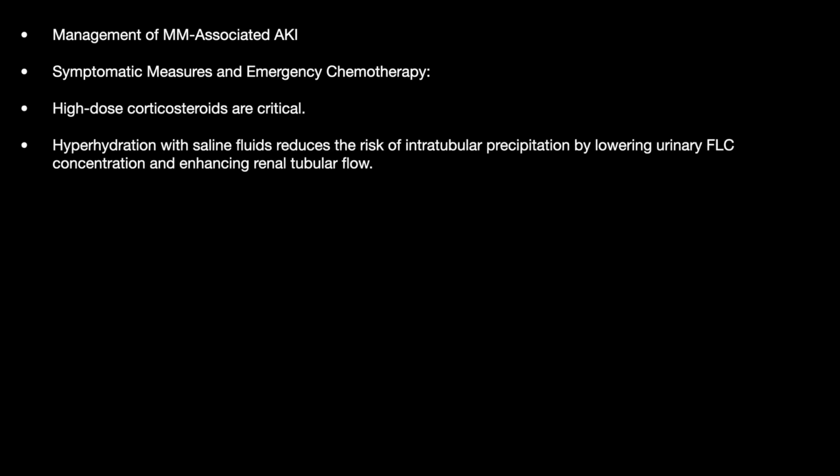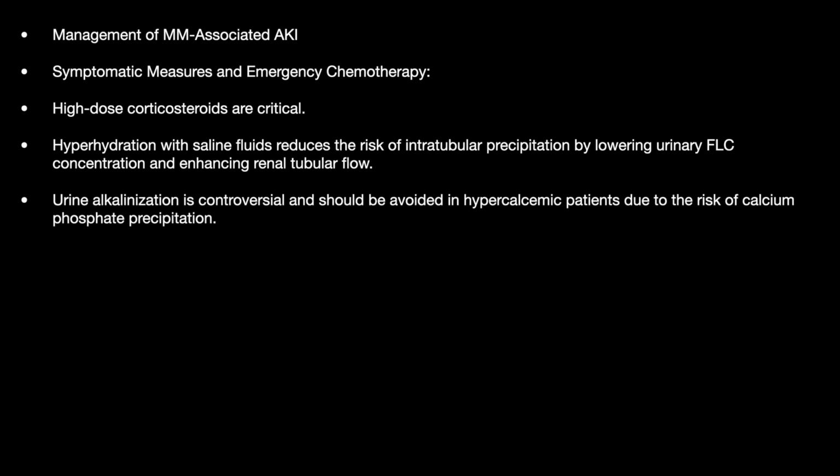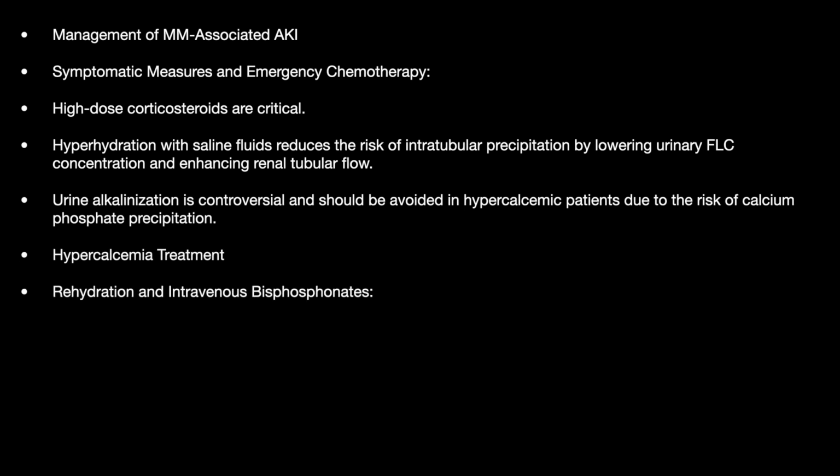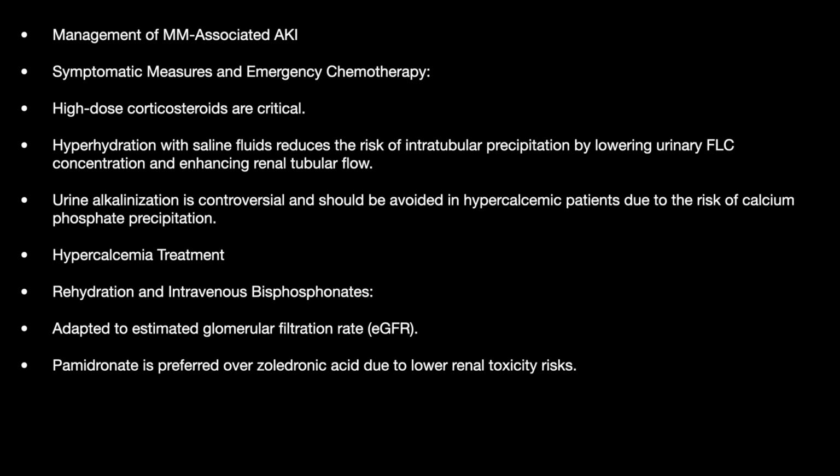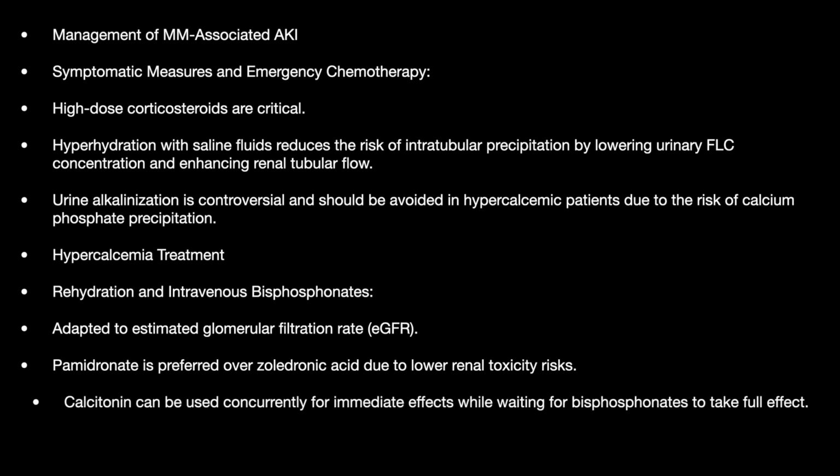The management of the MM-associated AKI is symptomatic measures. High-dose steroids are critical. Hyperhydration with saline. Urine alkalinization is controversial and should be avoided. For hypercalcemia treatment: rehydration and intravenous bisphosphonates adapted to the estimated GFR. Pamidronate is preferred over zoledronic acid due to lower renal toxicity. Calcitonin is used concurrently for immediate effects. Nephrotoxicity is seen, so the next drug to be used is the steroids.